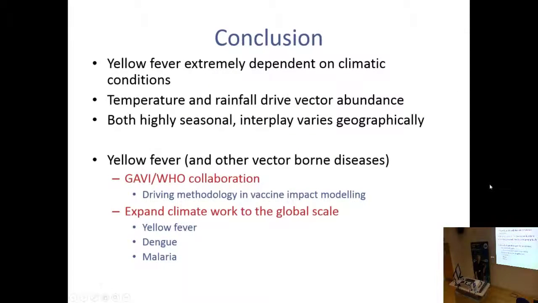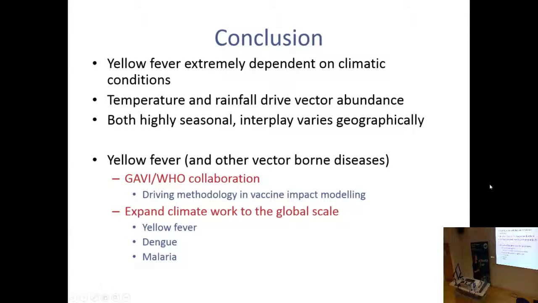So yellow fever, like any vector-borne disease, is extremely dependent on climatic conditions and driven by temperature and rainfall because they influence the vector abundance. And as both are highly seasonal and seasonality is important, and the interplay between both factors varies geographically, which influences the geographic extent of yellow fever spread.